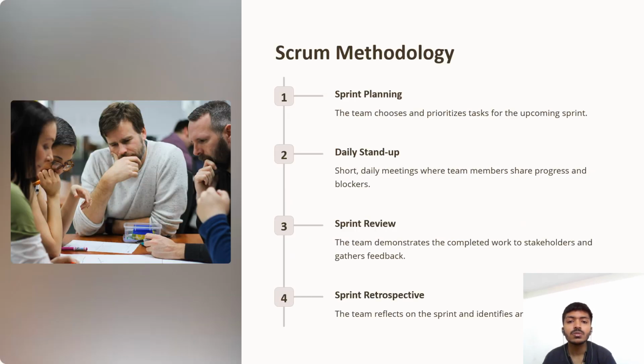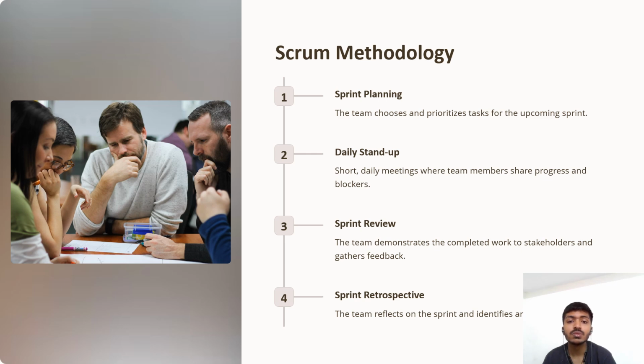Now let's talk about the Scrum methodology or the Scrum process flow. First we have product backlog creation and refinement. The product owner, with inputs from stakeholders, creates and continuously refines the product backlog. Items are prioritized based on their value to the customer and the business.